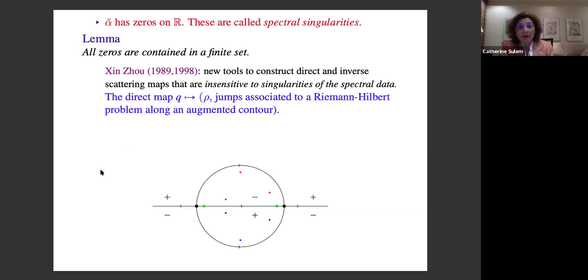So he proposed that one define the scattering data in the following way: to Q, the initial condition or the function, one associates on one hand the reflection coefficient, and then jumps associated to a Riemann-Hilbert problem along an augmented contour. So this contour contains all the zeros that are in the complex plane, and also the zeros on the real axis. And it's large enough to contain everyone. And this will be the contour in the Riemann-Hilbert problem, which is more complicated because it self-intersects. So it contains the real axis, the half circles, and the inside also here.